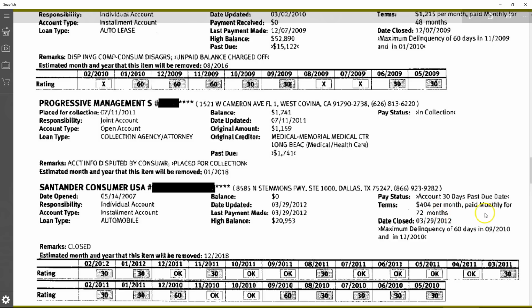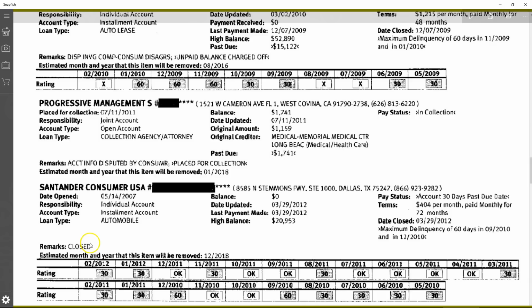$404 per month, paid monthly for 72 months. Is that correct? Okay. Date closed. Is that correct? Maximum delinquency of 60 days. So you want to come down here, and here's the payment history for this account right here. So you want to ask your customer, were you really late on this date? What about this date? What about these dates? Were you really late, or did you get your payment in on time and the creditor just didn't update their systems on time? Right? So the remarks are closed.